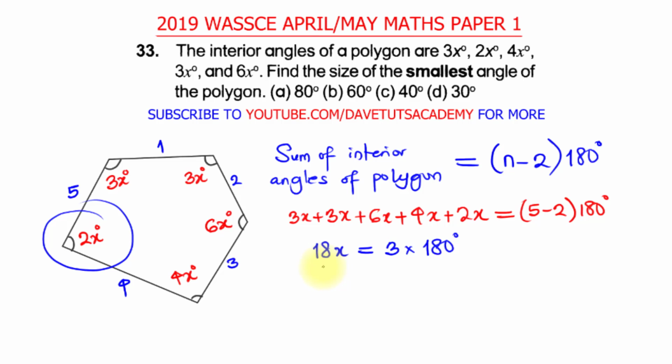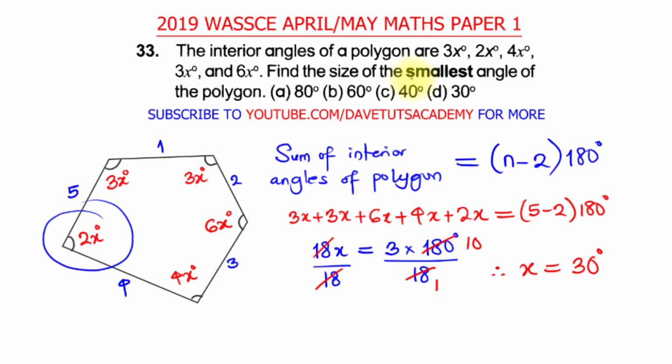To find the value of x, you can divide both sides by 18. On the left hand side, this 18 will divide this 18 and cancel out. 18 in 180 is 10, so we can say that x is 3 times 10, and that is 30 degrees, but we are not asked to find the value of x. So if you pick option D as 30, you are quite wrong.